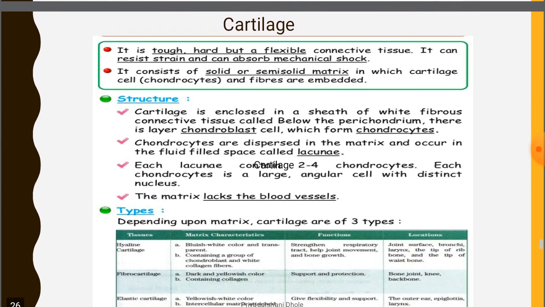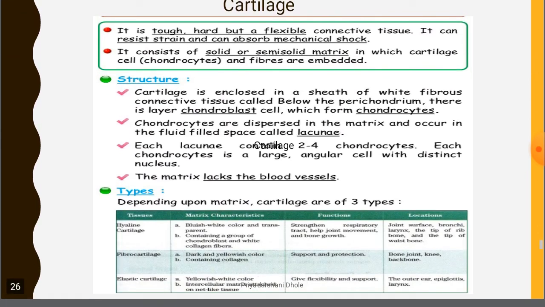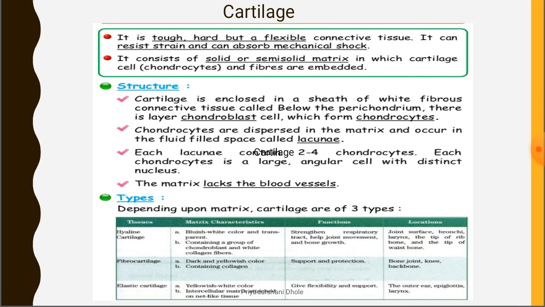First is cartilage, a tough, hard, but flexible connective tissue. It can resist strain and can absorb mechanical shock. It consists of a solid or semi-solid matrix in which cells, the chondrocytes, and fibers are present. What is the structure? It is enclosed in a sheath of white fibrous connective tissue called the perichondrium. Below it there is a layer where chondroblast cells are present, and these cells are called chondrocytes.